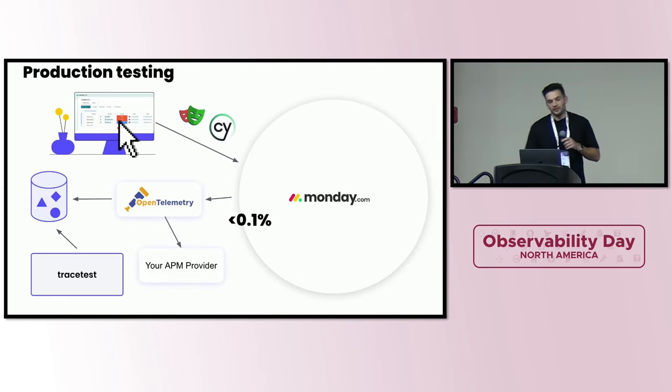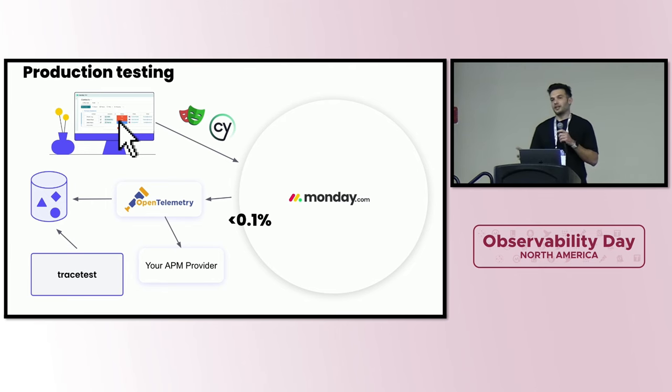So if we look at how a production test looks like, it's very similar to the previous end-to-end test. You still have your browser framework, and you load up a Monday session, and you try to perform this operation. The only difference is that instead of directing into a test instance of Monday, you log in into the public website of Monday. And the challenge here was basically dealing with the sampling.